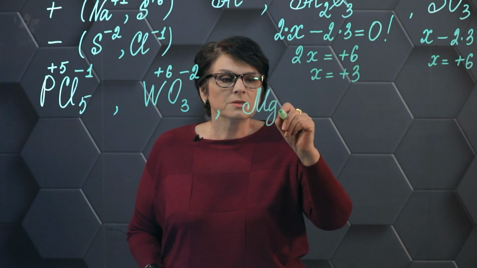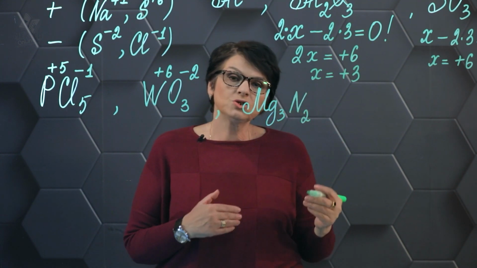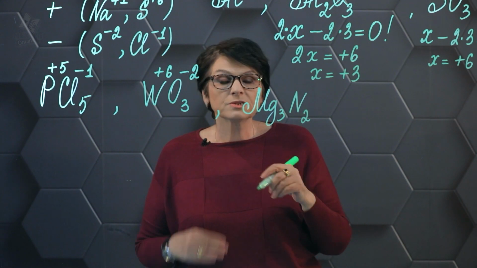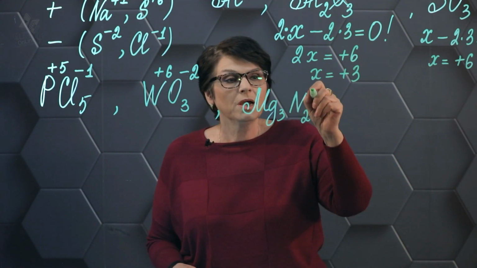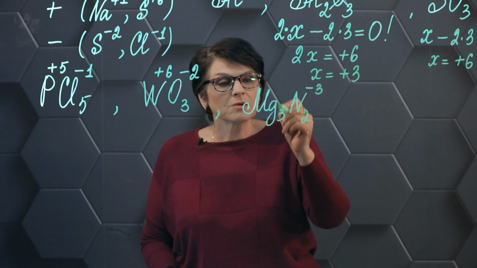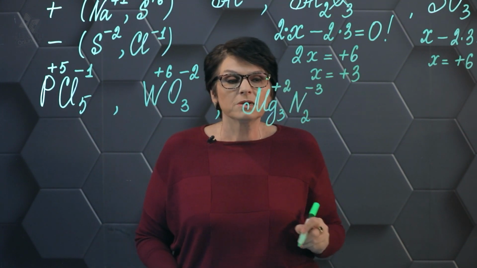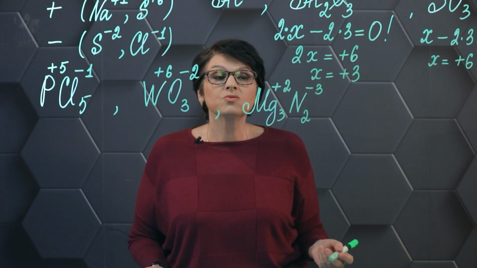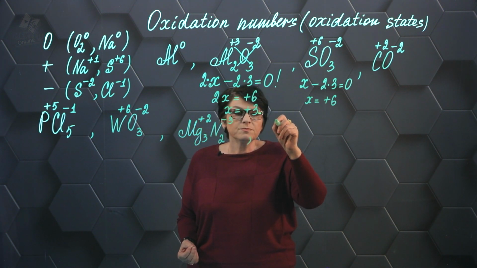Magnesium Mg3N2, magnesium nitride. Let's start with nitrogen. Nitrogen is in group 5, group 5A, or group 15. It falls short of completion to 8 by 3. And as we can see, the wonderful rule of the cross is at work here. So magnesium will have +2. Another example, let's say sodium.